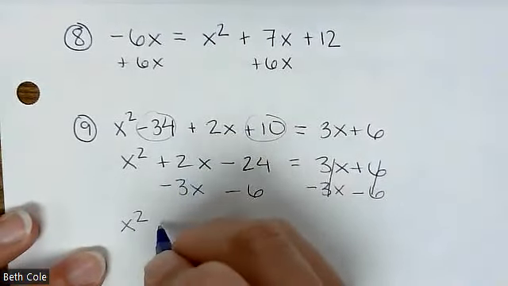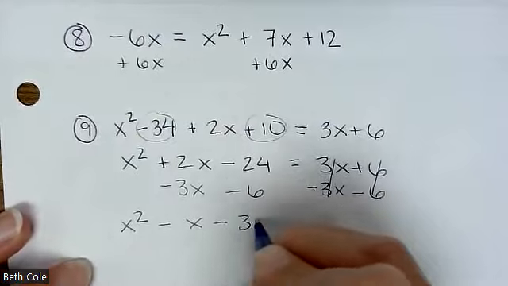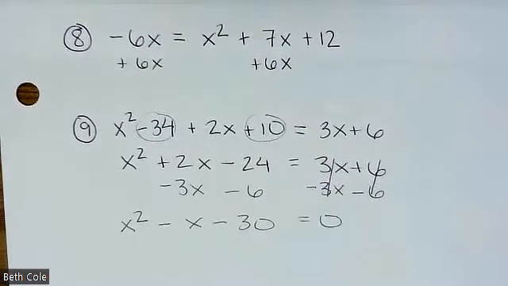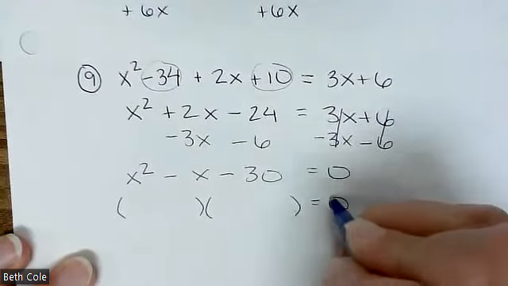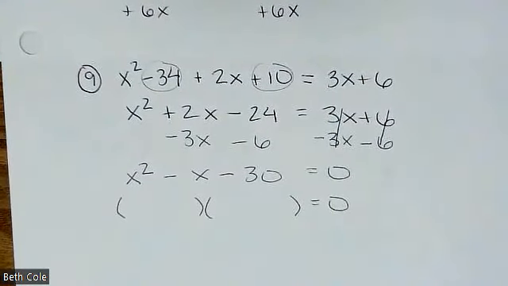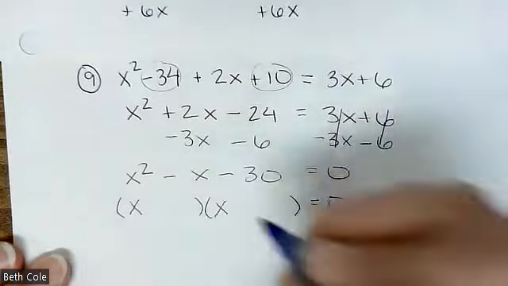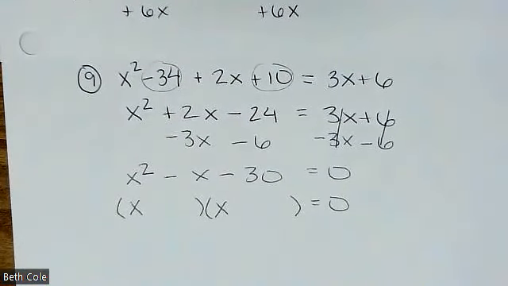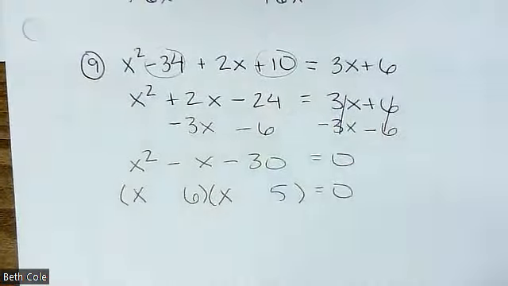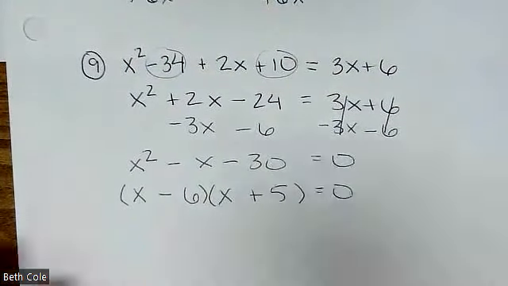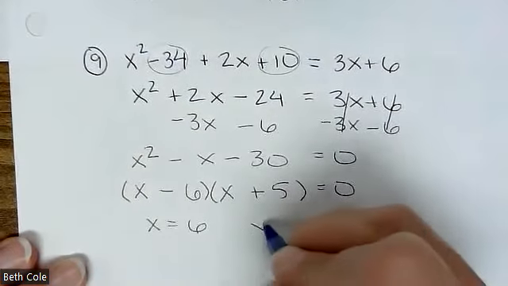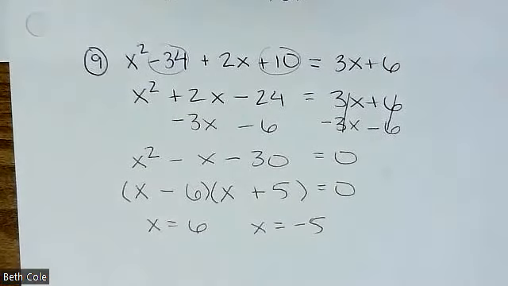All right, so that will give you x squared minus x minus 30 equals 0, and then we're going to factor it. So x and x, and then how would we split up 30? 6 and 5. And you would need minus 6 plus 5. So your 2 potential answers are 6 and negative 5, but you have to check them.